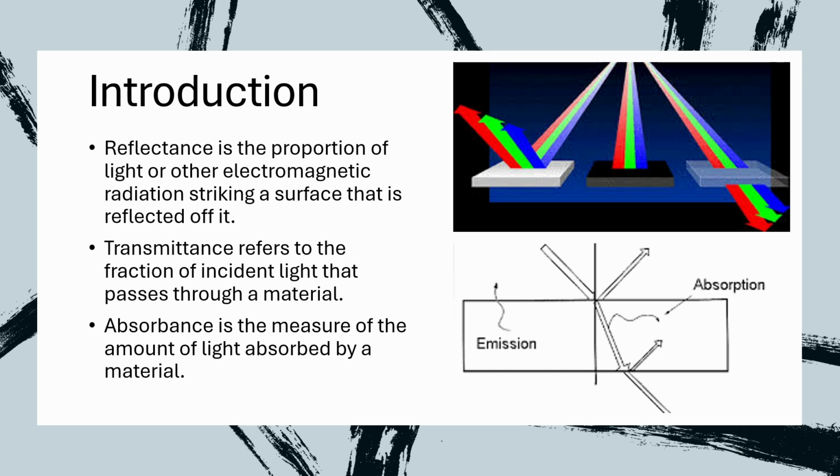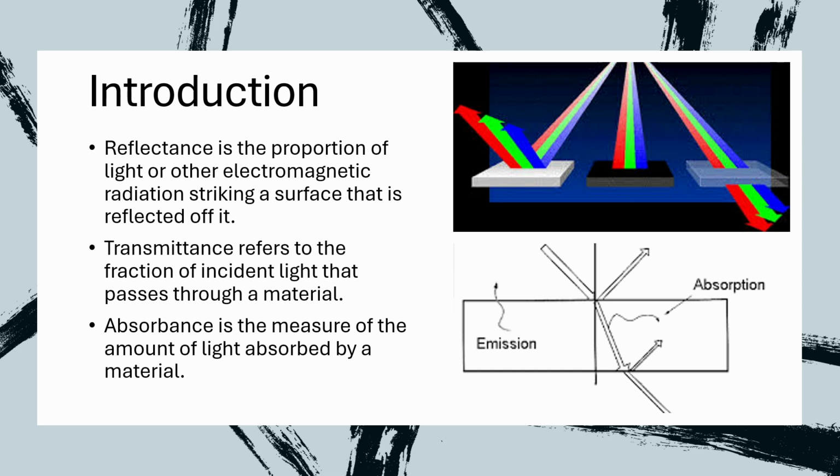What are these terms? Reflectance is the proportion of light or other electromagnetic radiation striking a surface that is reflected off it. It basically means how much of the incoming light is bounced back from the surface of a material. For example, a smooth and shiny surface like a mirror has a very high reflectance because it efficiently reflects most of the incident light. In contrast, rough or dark colored surfaces typically have lower reflectance.